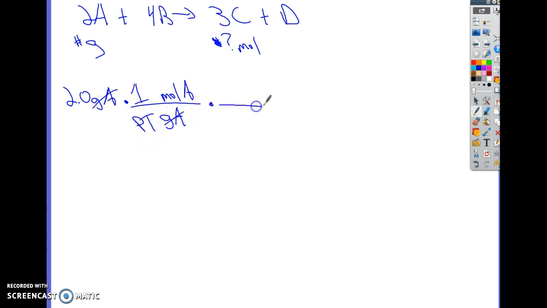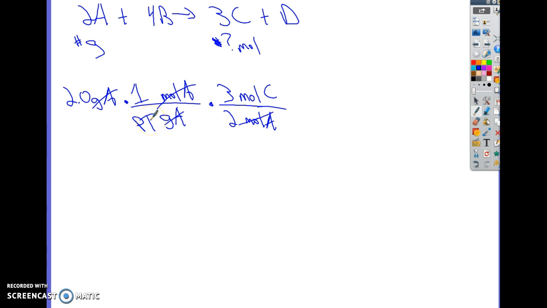Alright, so now I'm left with moles of A, but I don't want moles of A, so I put that on the bottom. I want moles of C. So it's every 2 moles of A will give you 3 moles of C. Now moles of A cancels out, and you'll be left with moles of C.